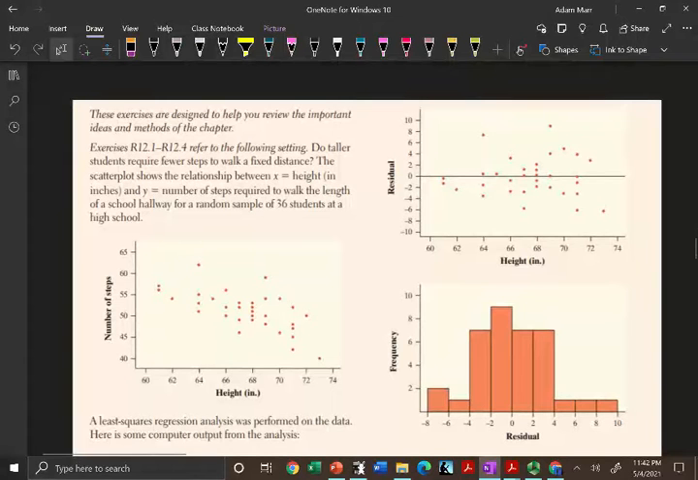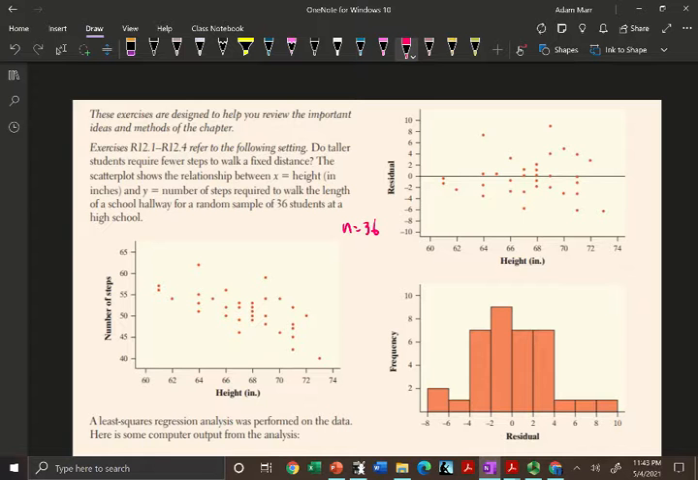Okay, exercise 12.1 to 12.4 refers to the following setting. Do taller students require fewer steps to walk a fixed distance? The scatter plot shows the relationship between X, height in inches, and Y, number of steps required to walk the length of a school hallway for a random sample of 36 students in a high school. Okay, just going to write down n equals 36. We have it there.